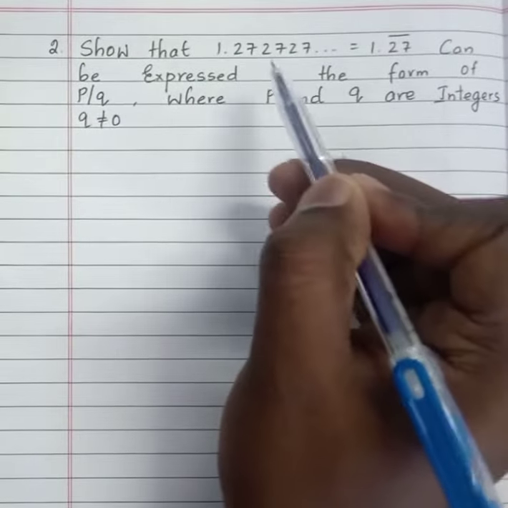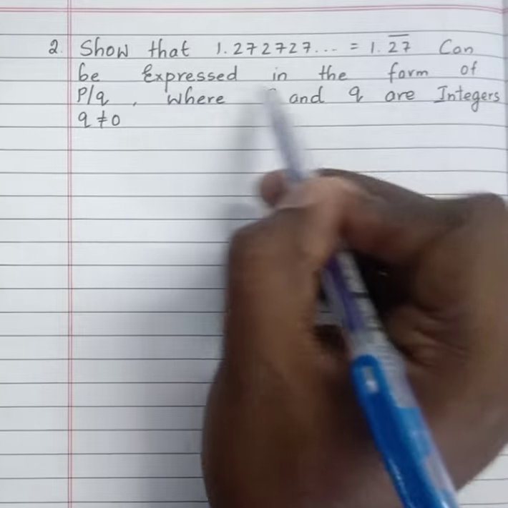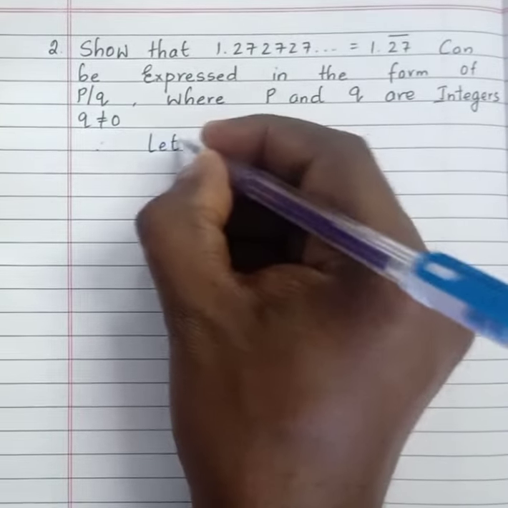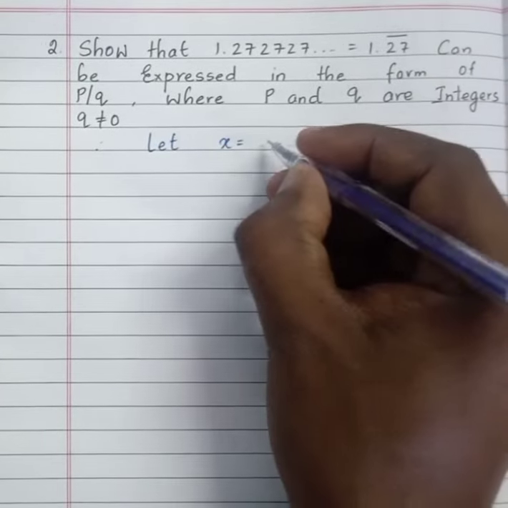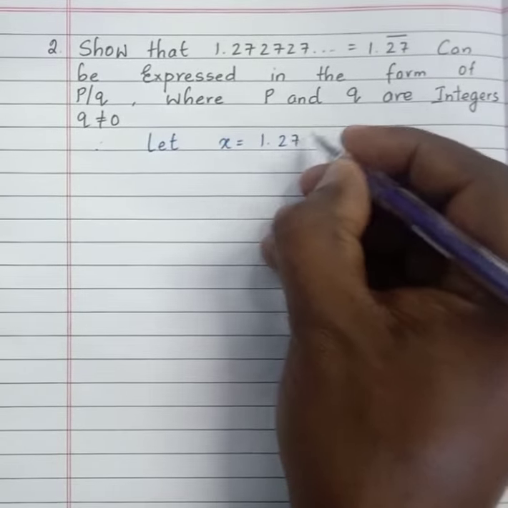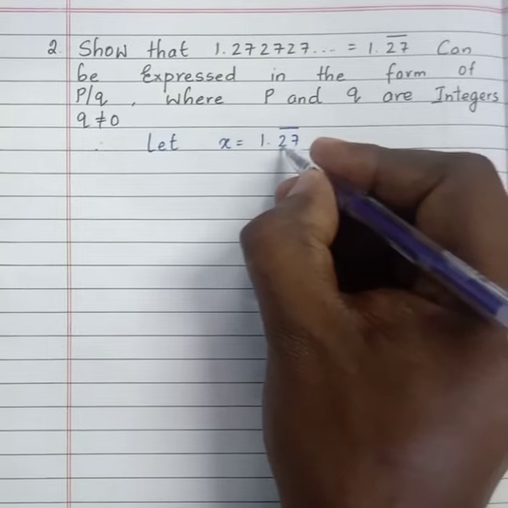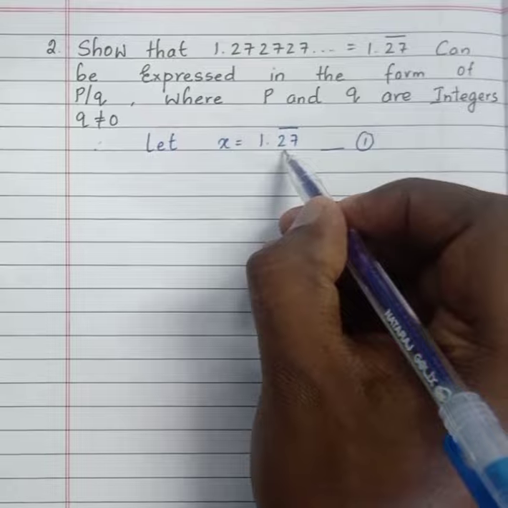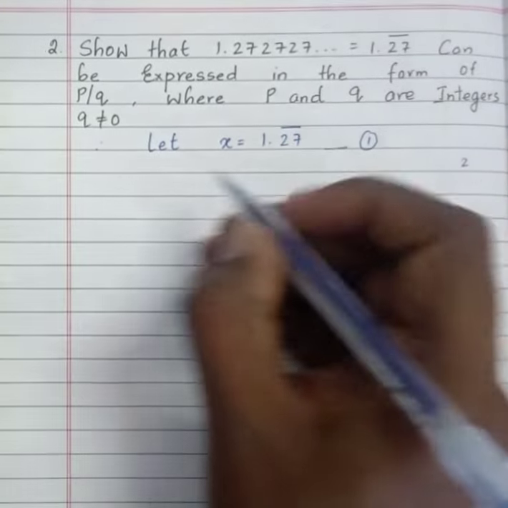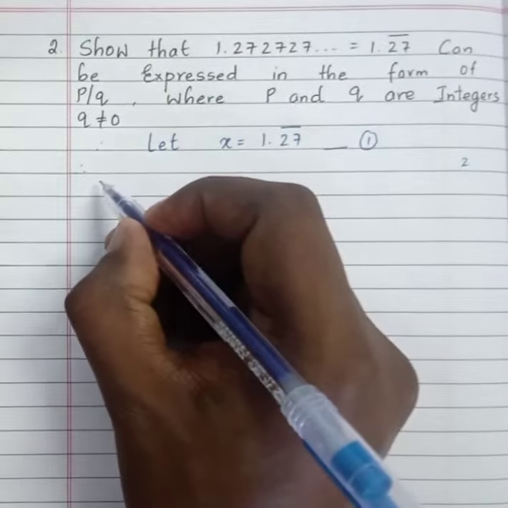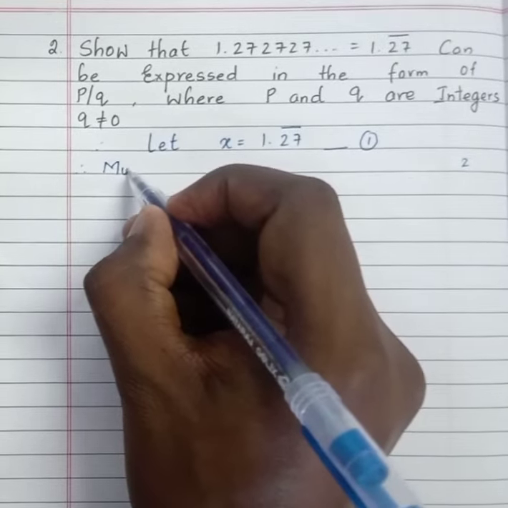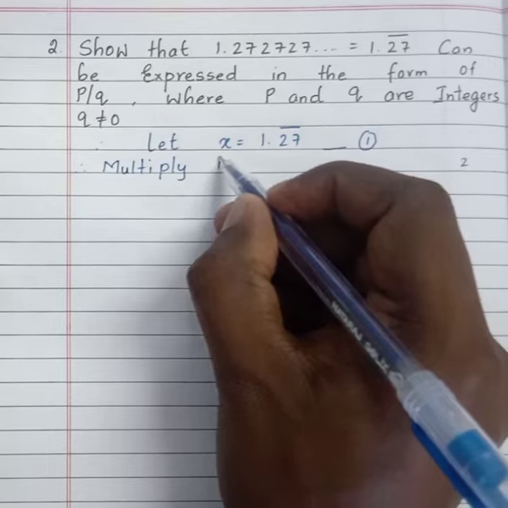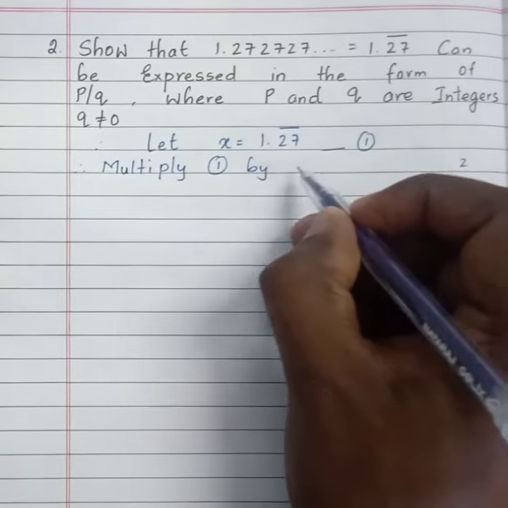Show that 1.272727 goes on, which is equal to 1.27 recurring, can be expressed in the form of p by q. First step, let us assume x equals 1.27 recurring. The number of digits which is recurring here is 2. Hence, I will multiply equation 1 by 100, because the number of digits which is recurring, repeating is 2.